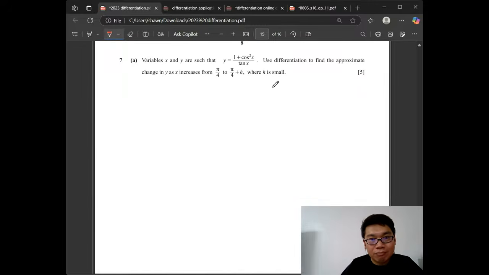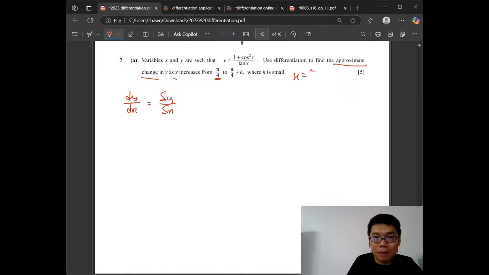Next question, okay, approximate change. So for approximate change, don't think too much, directly apply this formula. The question says x increases from this, which means x initially is pi/4, and the small change of x is h. Then we need to find dy dx, so you just apply the uv.